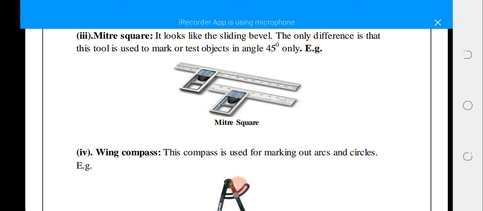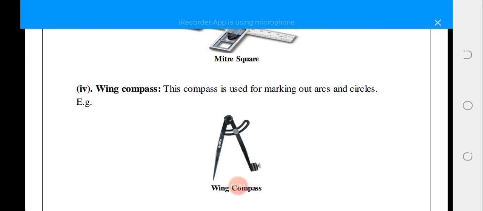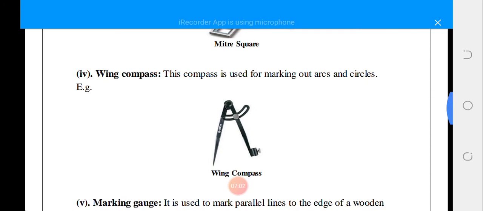The next one is called the wing compass. You must have seen something like this in your masset. This compass is used for marking out arcs and circles. The wing compass is what we used to call compass in our masset. So it's used for marking out arcs and circles. You know, a circle that is not complete is an arc. Do you get? So when you want to draw an arc, or a circle, or get an arc or a circle out of a wood, you use the what? The wing compass. They are all under the marking out tools.